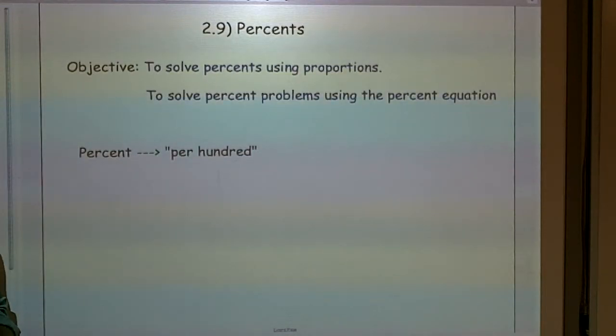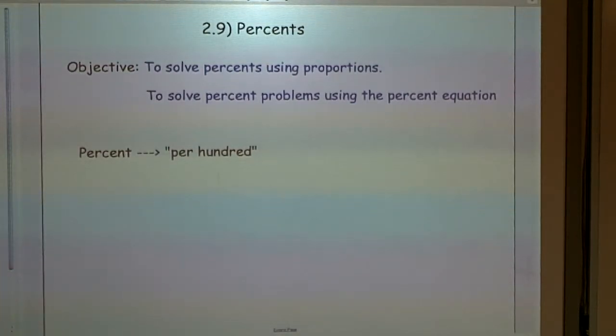Alright guys, today we're going to be working out of section 9 of chapter 2, which deals with percents. Our objective today is just to be able to solve percents using proportions and to solve percent problems using the percent equation, which I'll introduce to you a little bit later. The first thing that we need to take a look at is just the word percent, and percent literally means per 100. Okay, per 100.